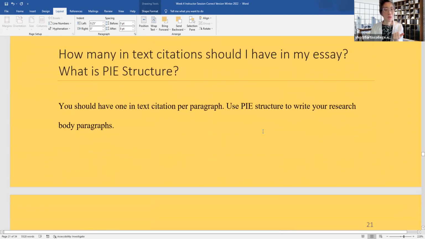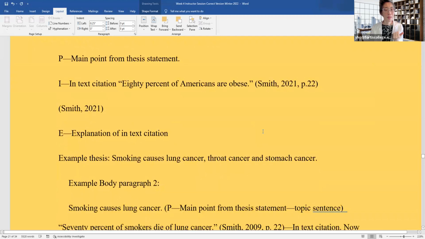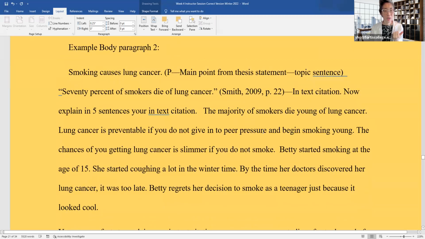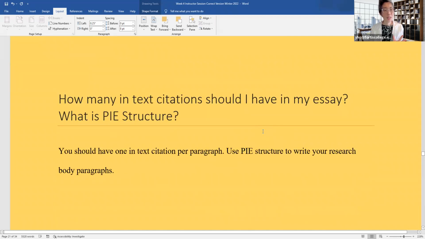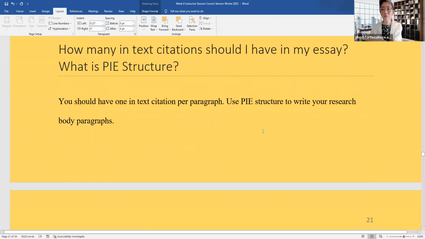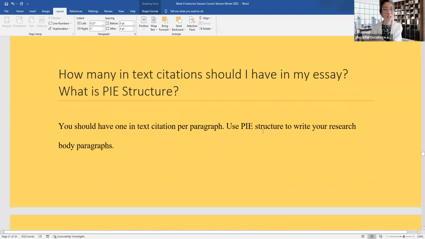And then here I want to go over PIE structure. Okay, so some of you, if you want to try out in-text citations, I went over this with Anil last week. So what is an in-text citation? I'm going to go over APA.